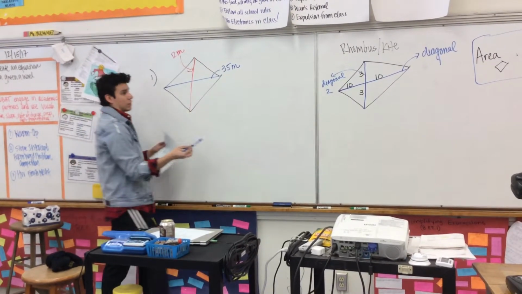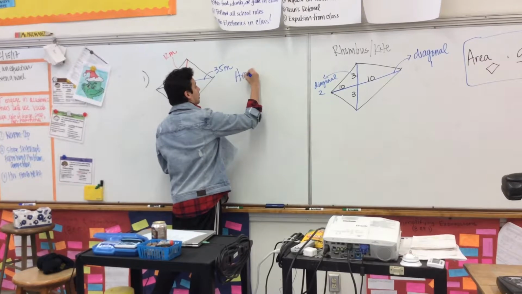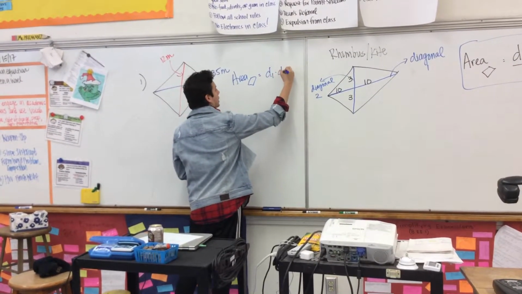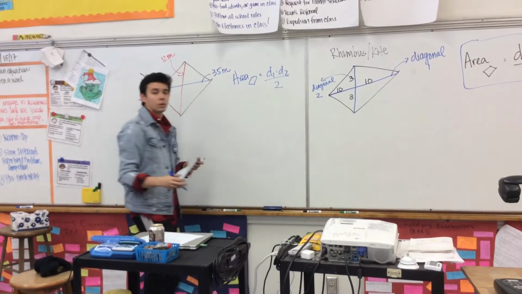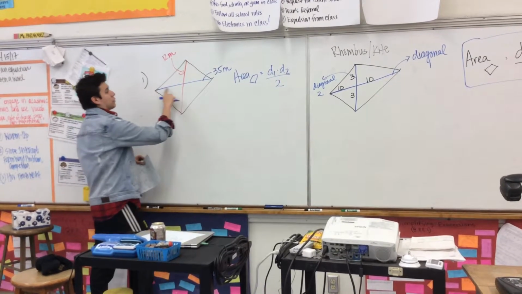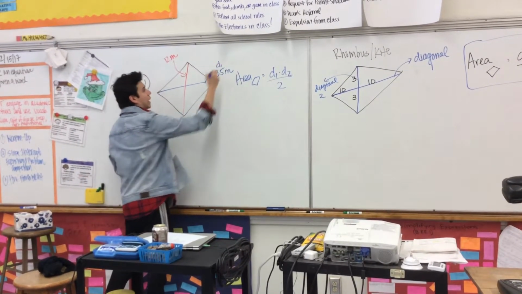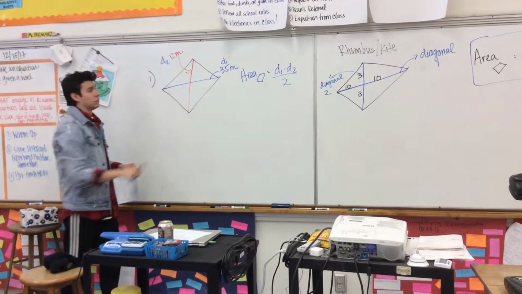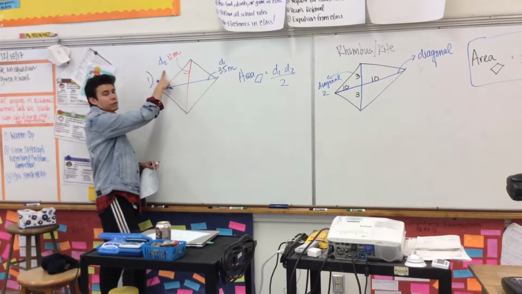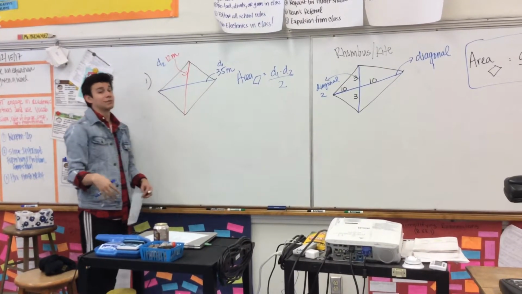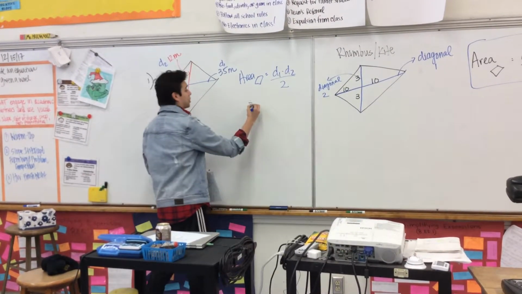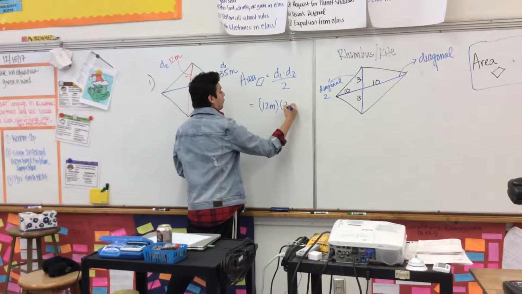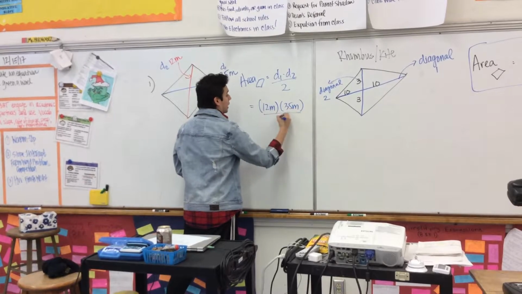So the first thing we do is write the formula. Area of a kite is equal to diagonal 1 times diagonal 2 over 2, okay? This one right here is your diagonal 1. This one right here is your diagonal 2. You could call this diagonal 1 if you want. You could call this diagonal 2. Doesn't matter. Then just punch it in. We have 12 meters times 35 meters divided by 2.